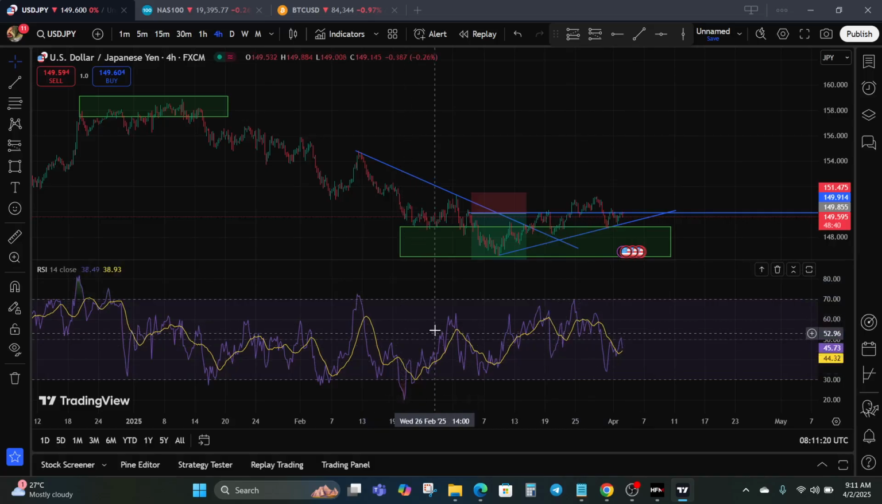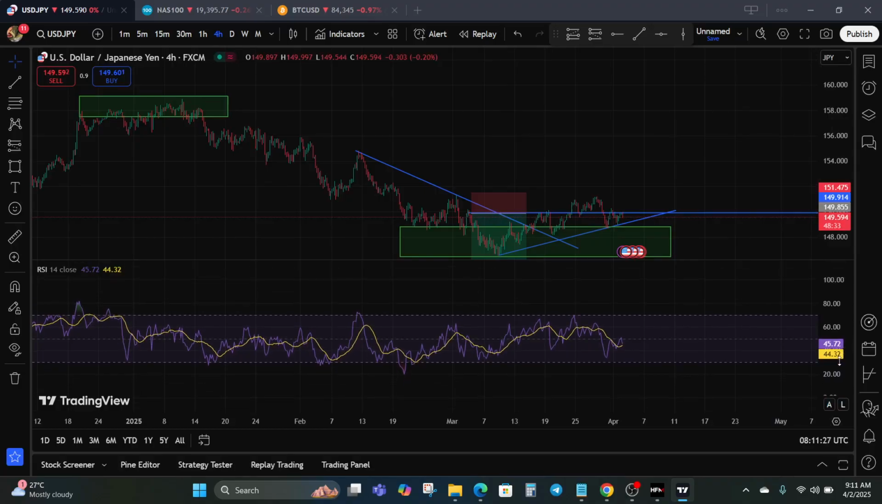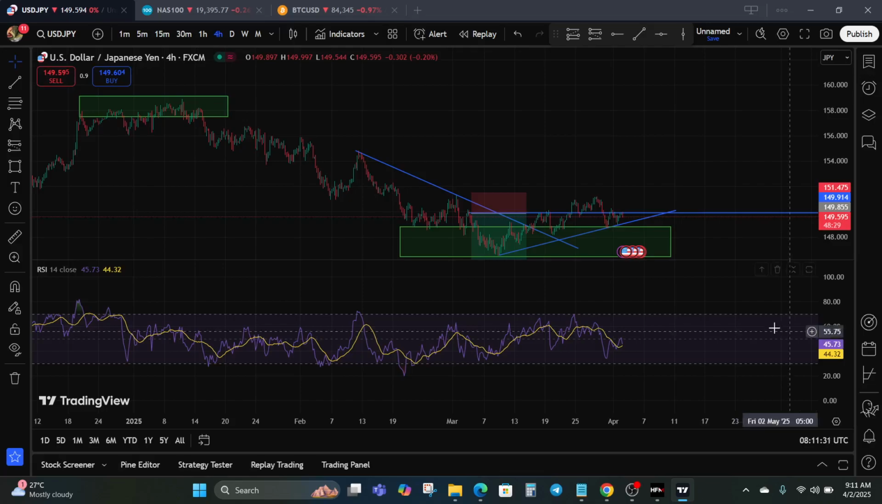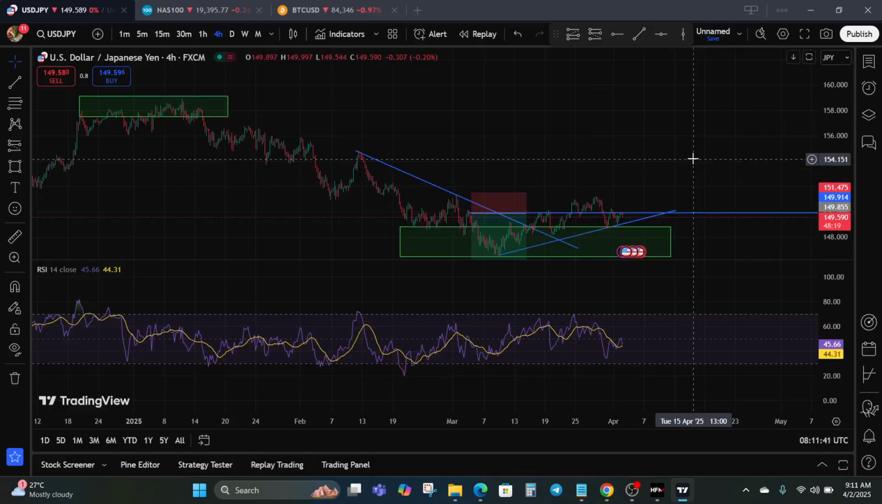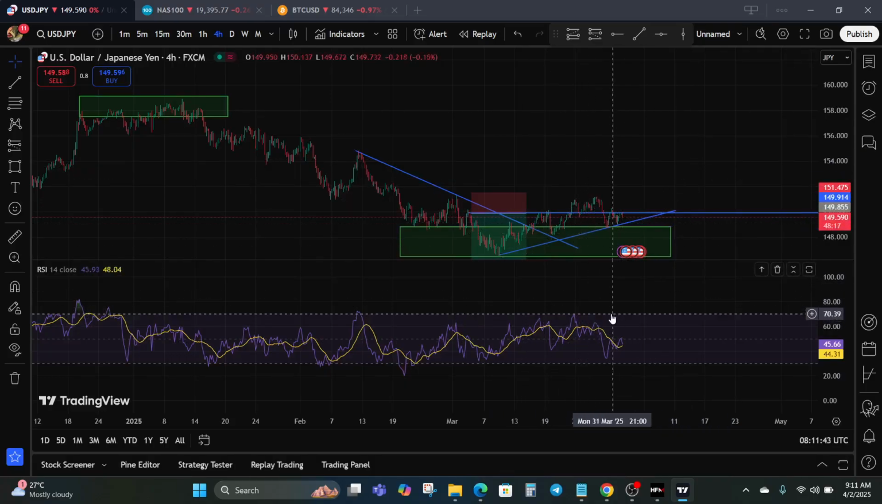So the RSI measures market momentum on a scale of 0 to 100, right? A reading above 70 signals overbought conditions, while below 30 signals oversold conditions. And it works best on higher time frames to filter out noise.